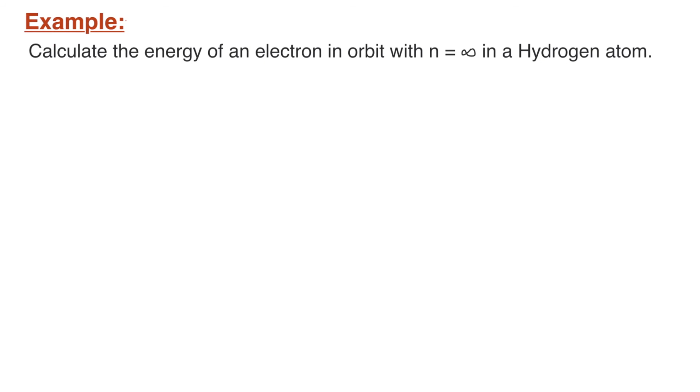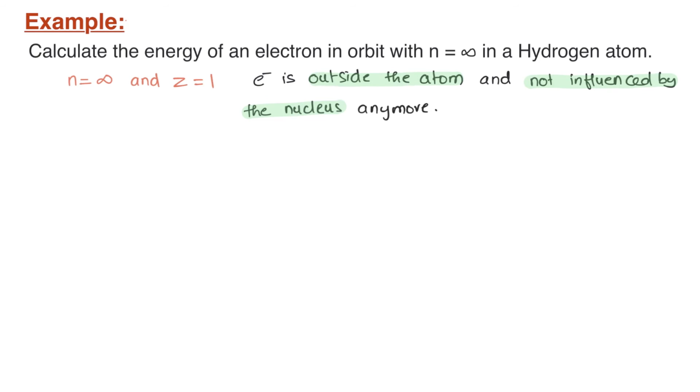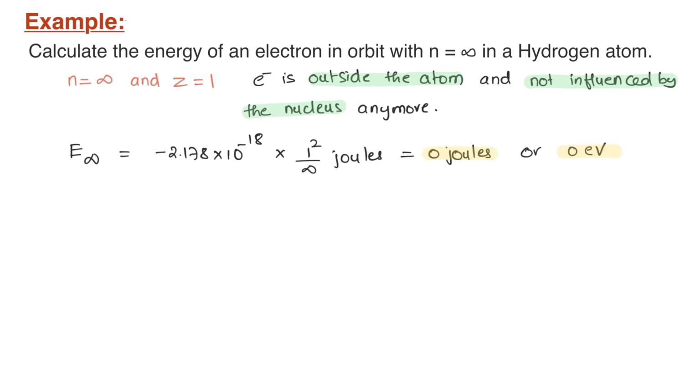Calculate the energy of an electron in an orbit with n equal to infinity in a hydrogen atom. For a hydrogen atom with n equal to infinity and Z equal to 1, what it means is the electron is outside the atom and it is not influenced by the nucleus anymore. So E infinity is equal to minus 2.178 times 10 to the minus 18 times 1 square over infinity joules. You would end up getting 0 joules or 0 electron volts.